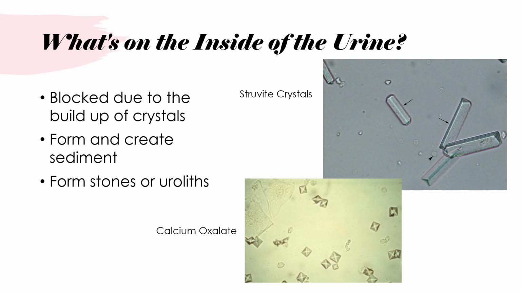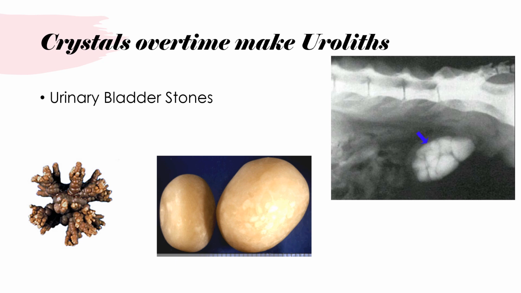Remember I talked about with the calcium oxalate that yes, we can see these for various reasons, but we can also see it if our urine sample has been in the refrigerator. So it's important to know when and where your sample came from and what time of day it was collected. Now, over time, these crystals can produce uroliths that are going to be the urinary bladder stones. Here's an example of an X-ray and then a bunch of stones that are pretty much encompassing the entire urinary bladder.